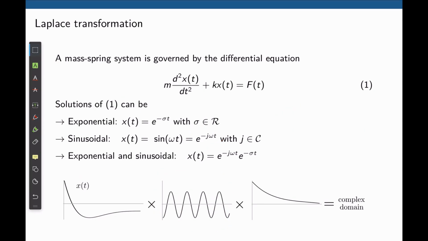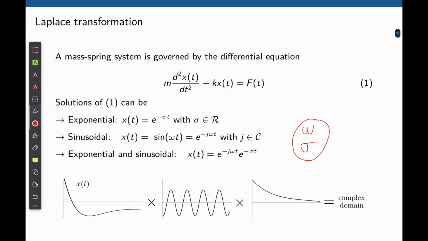The third and final possibility is that the solution to the differential equation is in fact a combination of both sinusoidal and exponential waveforms. In this case, you can simply multiply a sinusoidal and exponential waveform and create a variety of different signals by changing sigma and omega. Put simply, the objective of the Laplace transformation is to find the values of omega and sigma that, once added together in this combination of both sinusoidal and exponential waveforms, will give the value of x of t, which is the solution to equation 1.